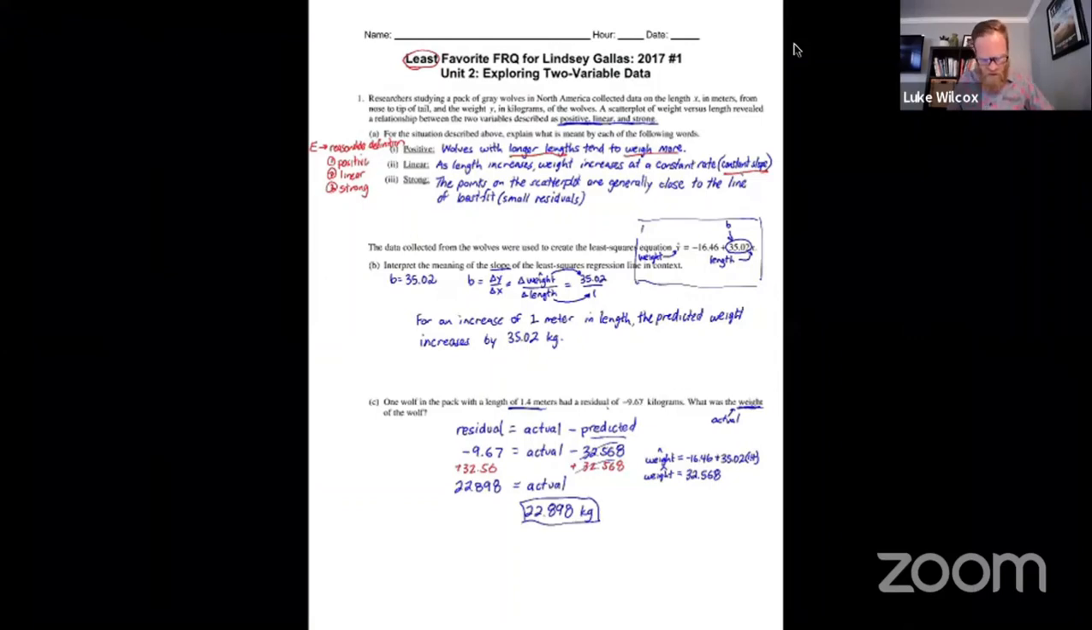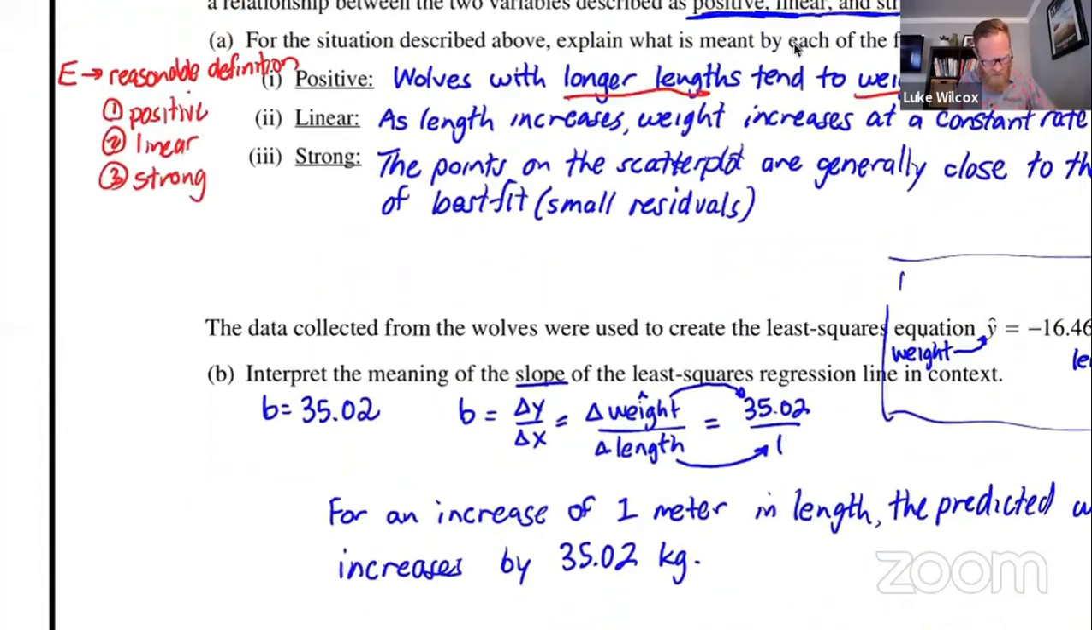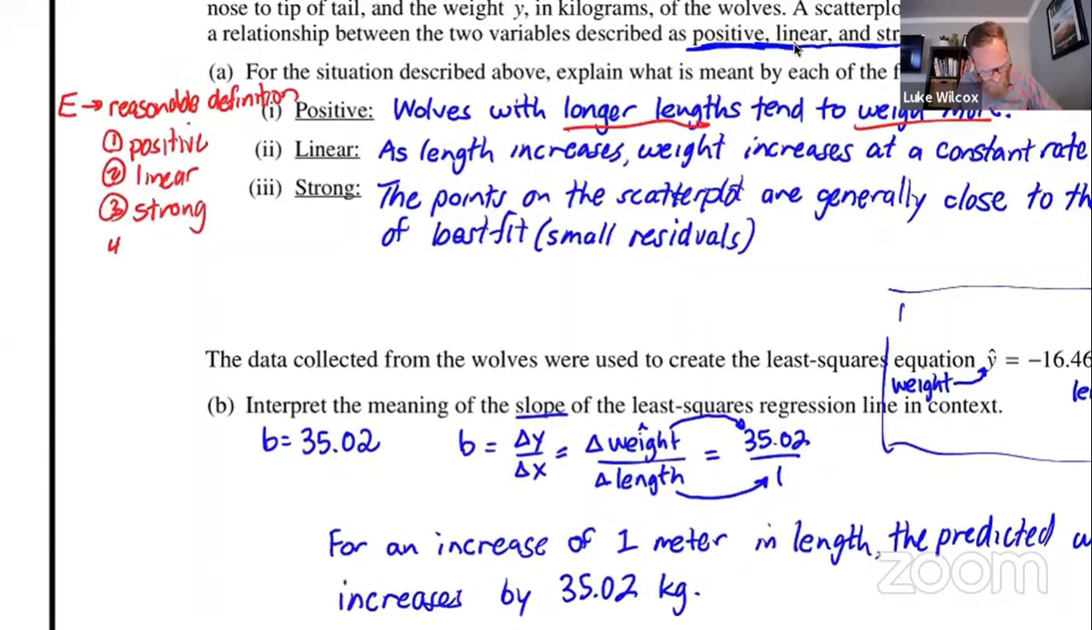Now for a partially correct here, oh, I'm sorry, I didn't give you the last thing here. Number 4, it has to be in context. And we definitely included context by talking about the wolves and their lengths and their weights. So partially correct would be 3 out of those 4. So maybe you forgot context, or maybe one of your descriptions didn't quite fit into the acceptable bin. And then for an I, it would be 2 or less.